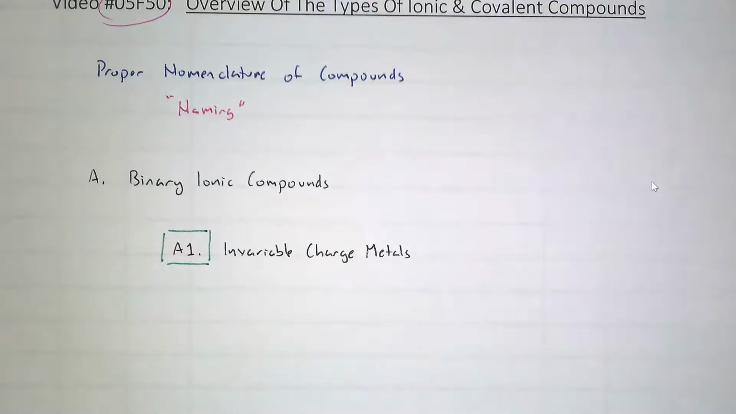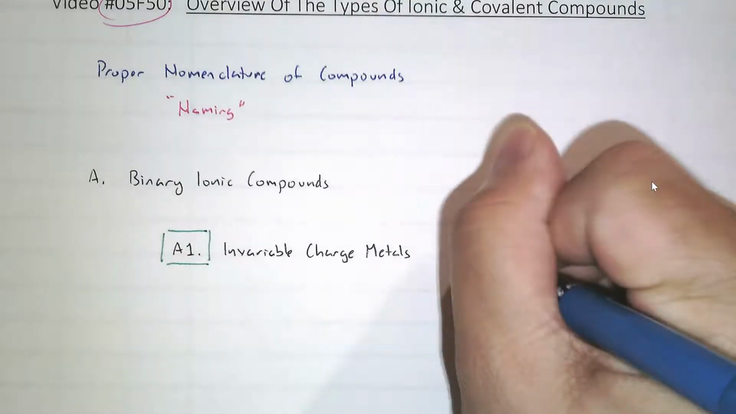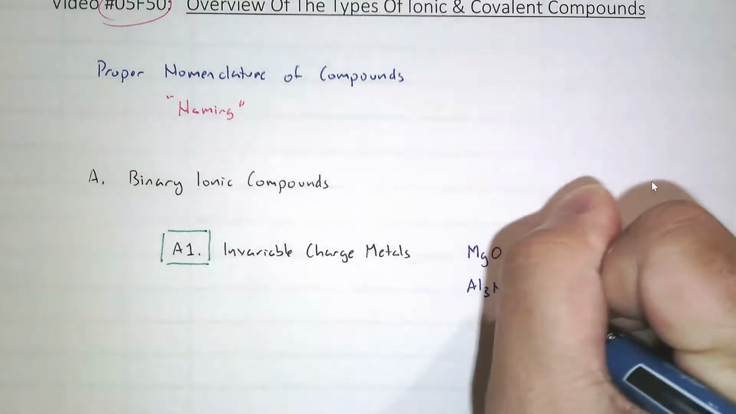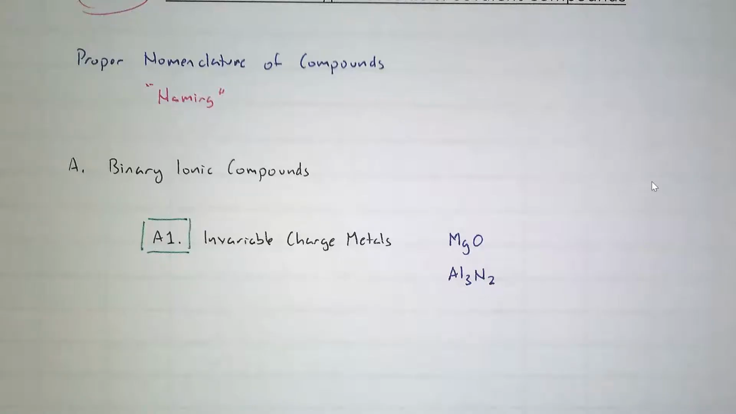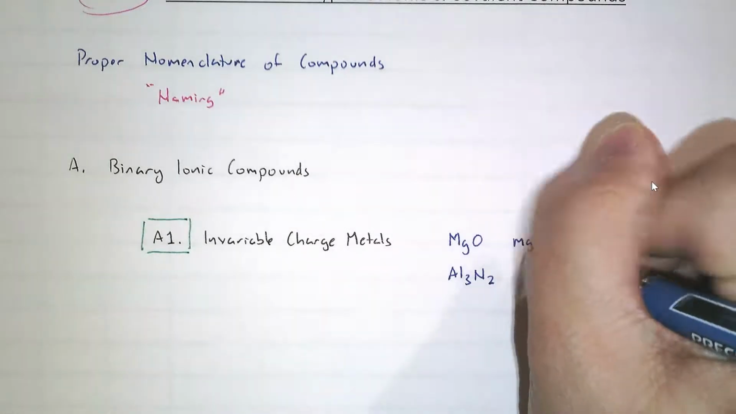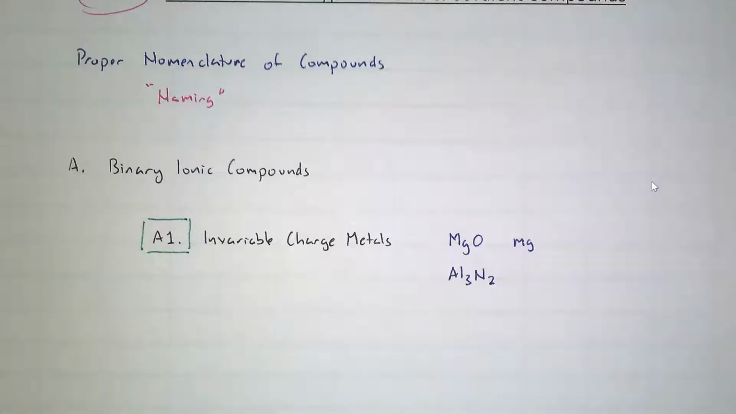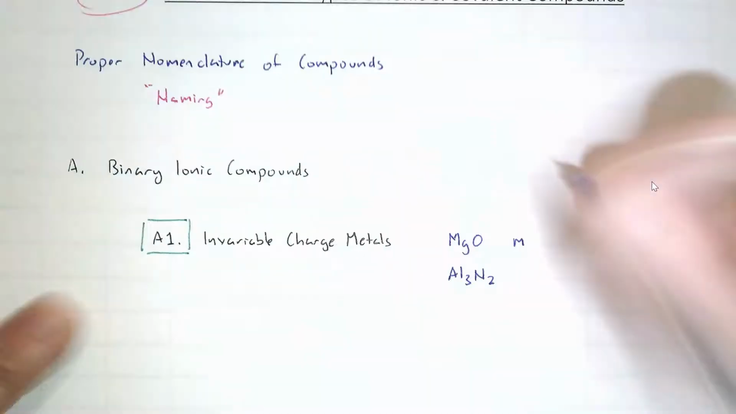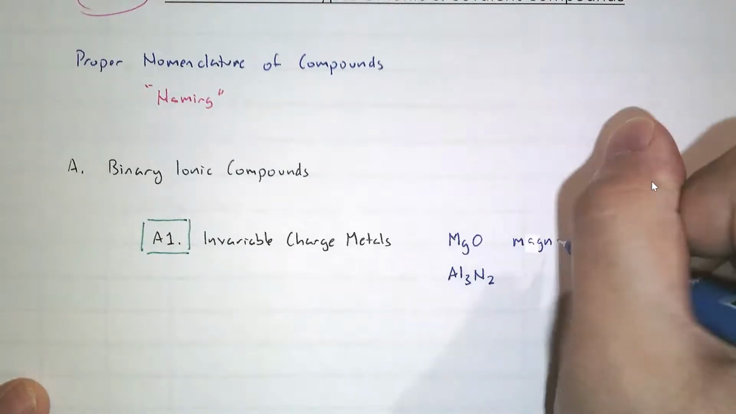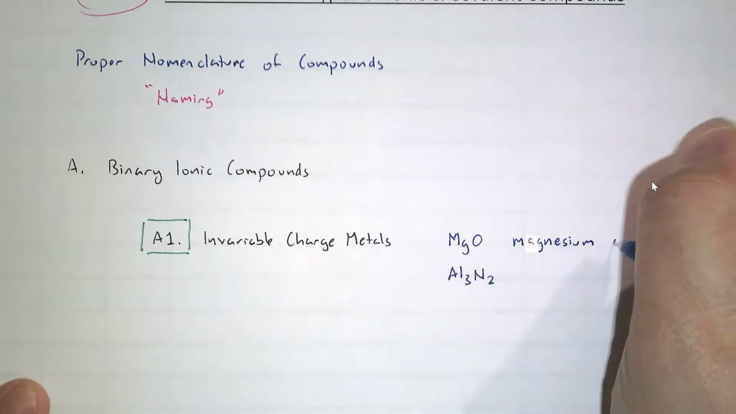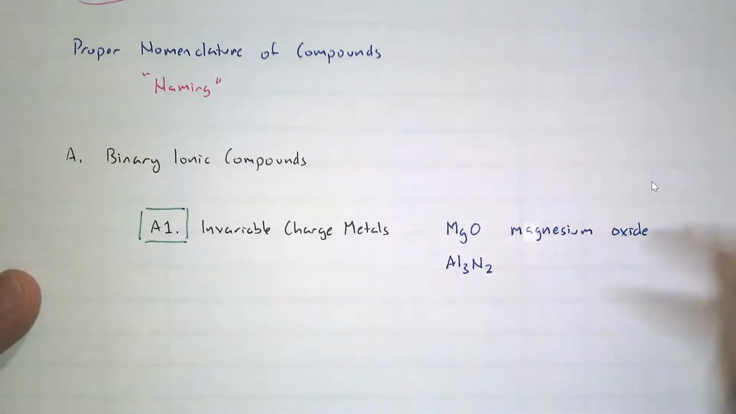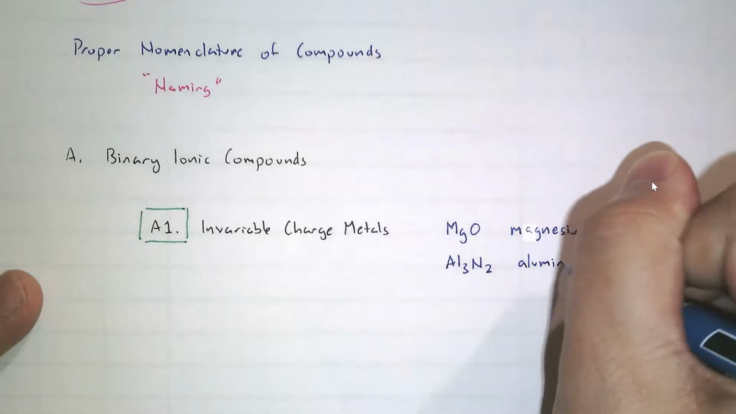Examples of those could be MgO and Al3N2. Why don't I name those? But again, the rules for naming these will be in future videos. But probably you'll be able to discern the different rules for these compounds. So this is magnesium oxide. If you know the rules already, you could test yourself. This is aluminum nitride.